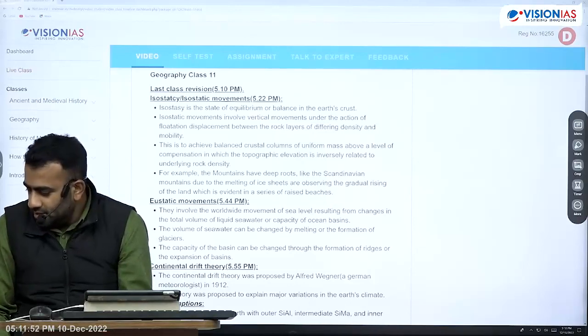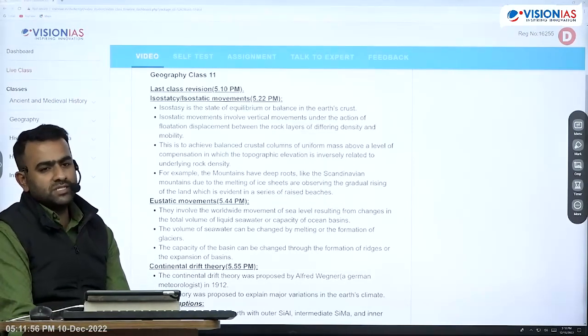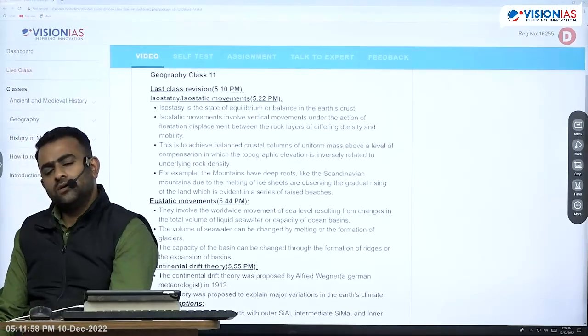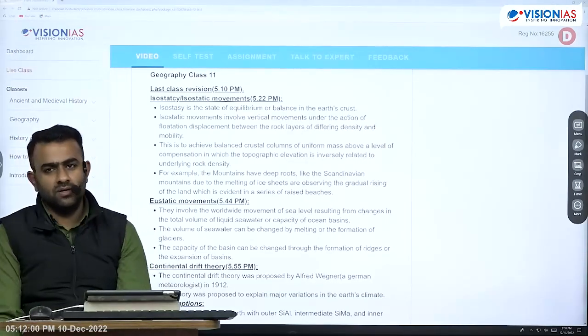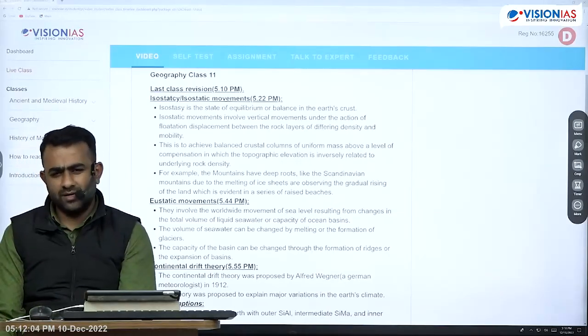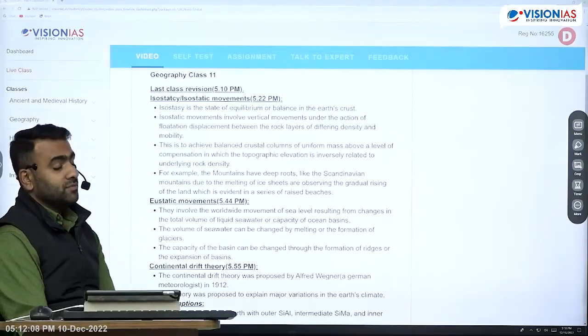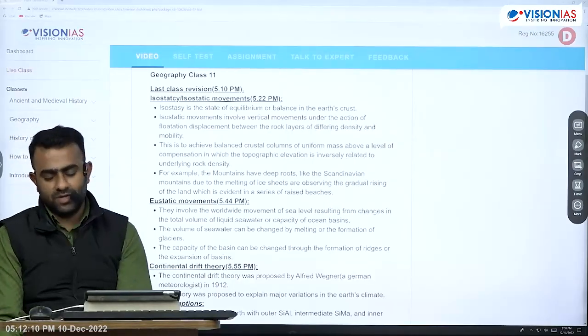Eustatic movements are changes in the sea level, global change in the sea level. That is caused by the change in the water volume or expansion or contraction of the oceanic basin.